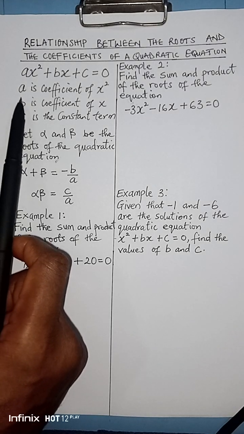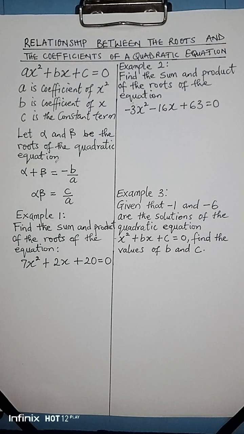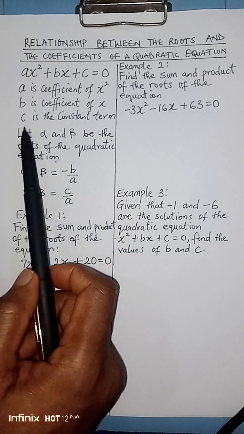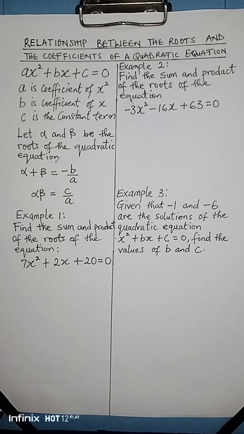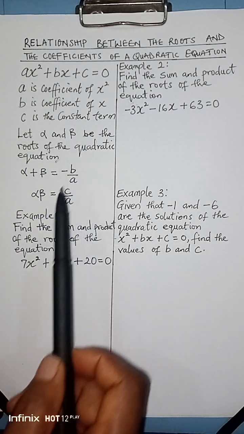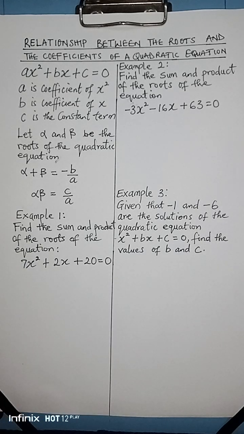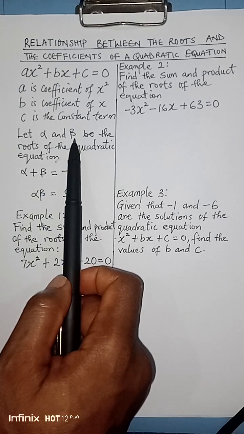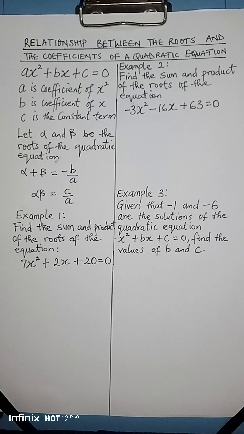Now the a is the coefficient of x squared. The b is the coefficient of x. And the c is the constant term. Now let us use alpha and beta to represent the roots of the quadratic equation. Remember, anytime you solve a quadratic equation, you have the roots, which are the solutions to the quadratic equation. But in this instance, we are using alpha and beta to represent the roots.